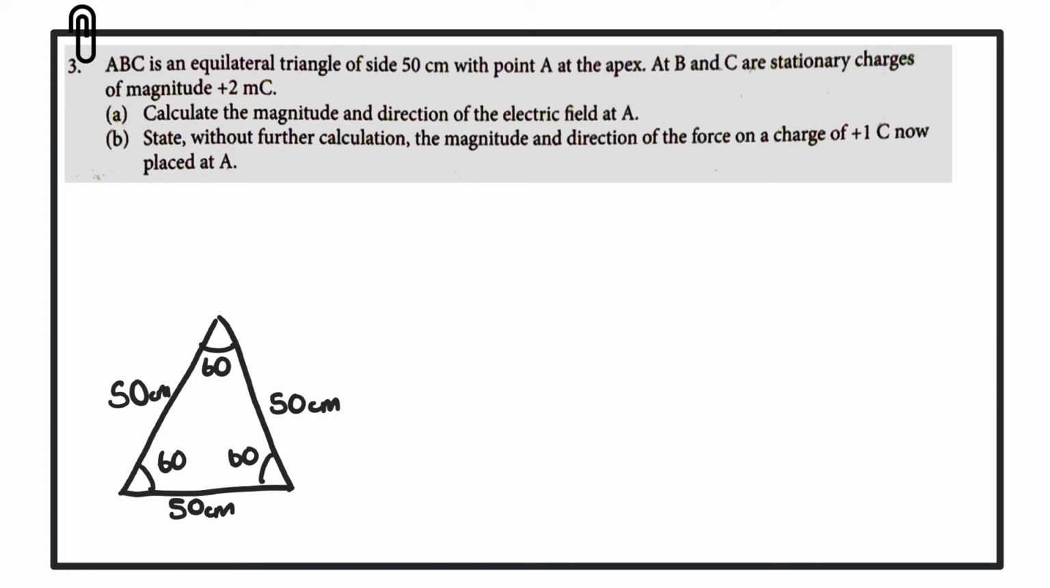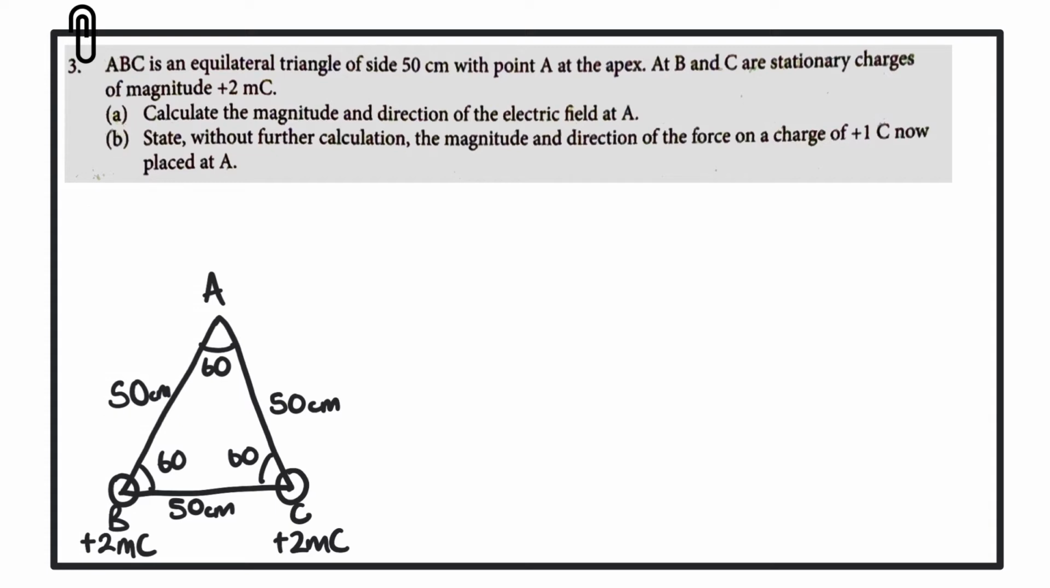We also know that A is the apex, so we'll label A here at the top. And then B and C are both stationary charges that have a magnitude of +2 millicoulombs. So I'm just going to draw a charge here, which is point B. I'm going to draw a charge here on the other side, which is at C. And each of those is +2 millicoulombs. So we want to calculate the magnitude and the direction of the electric field at A.